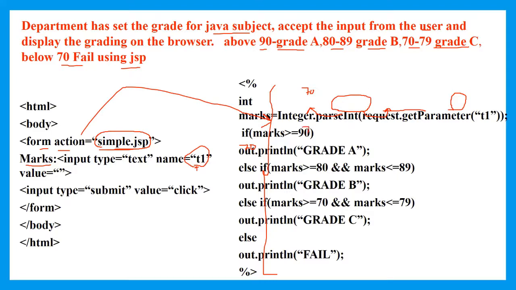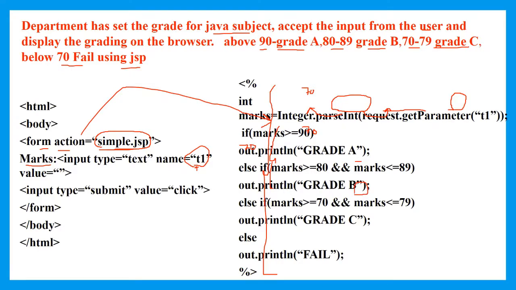If 70 is greater than or equal to 90, it is not. So we are going to the else part. Again, checking if 70 is greater than 80. No, again we move to the else part. Now 70 is greater than or equal to, it is equal to 70. So I should display the result on the browser.